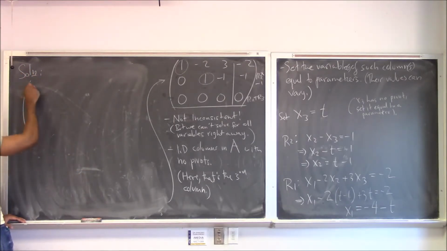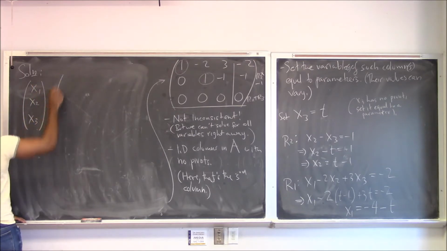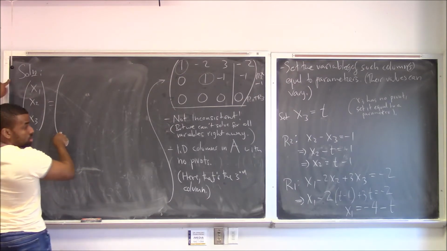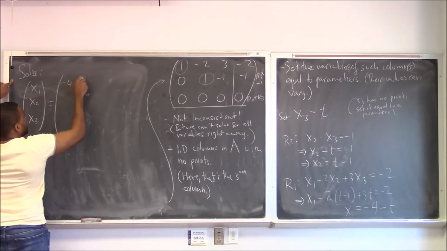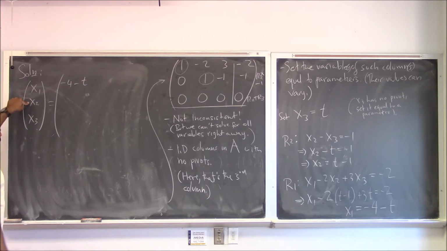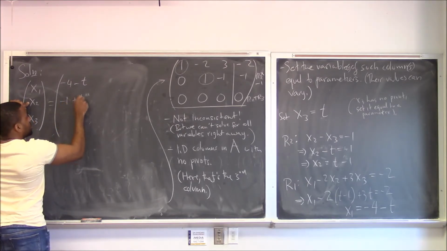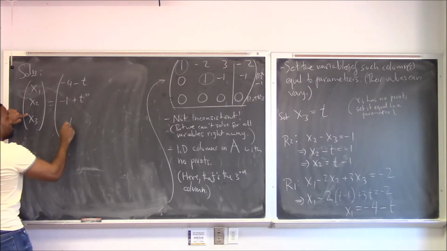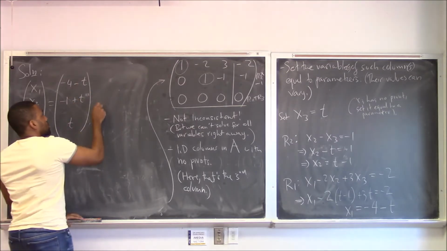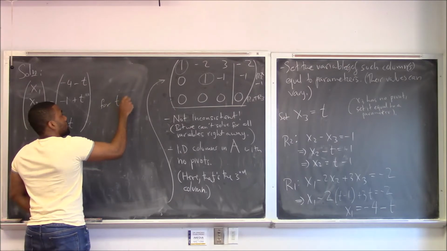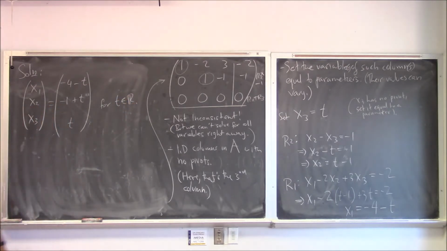And so here's the vectors that solve this system. So our solution for x1, x2, x3 will be this vector. My x1 will be minus 4 minus t. My x2 will be minus 1 plus t. And my x3 is going to be t for any t in R.